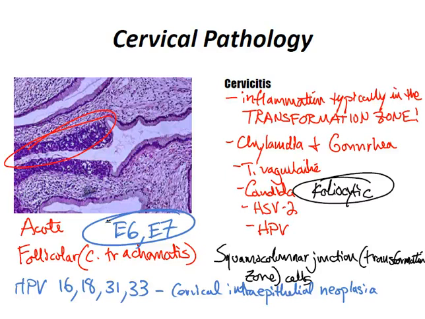Now there are three subtypes. You've got CIN1, 2, and 3. CIN1 is dysplasia involving the lower 1/3 of the epithelium. CIN2 is dysplasia involving the lower 2/3 of the epithelium. And CIN3 is defined as carcinoma in situ.